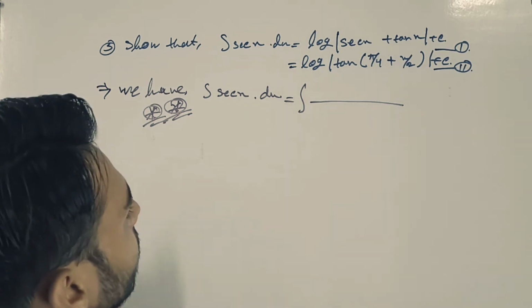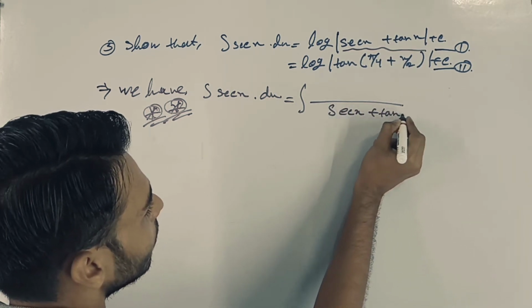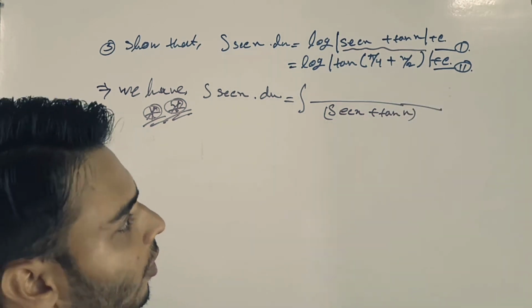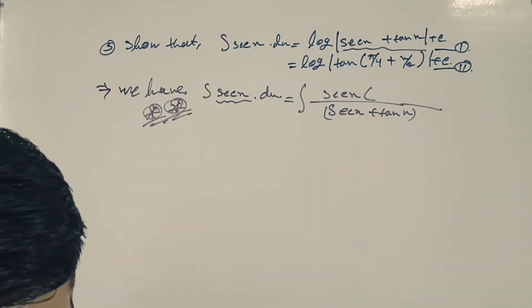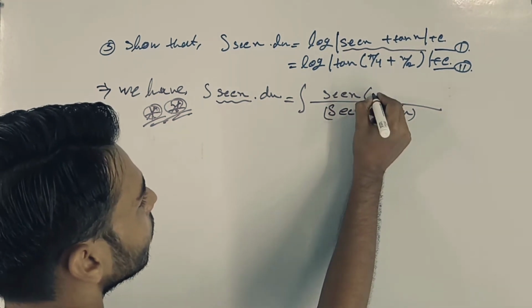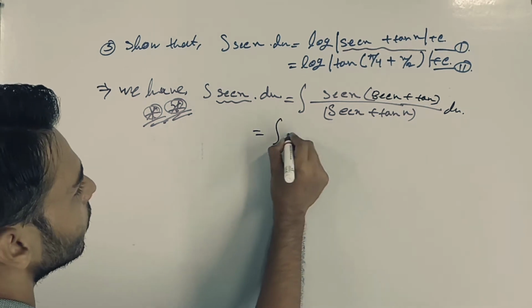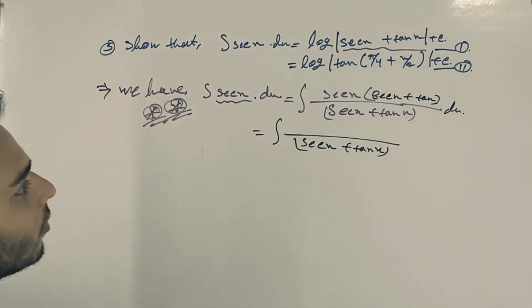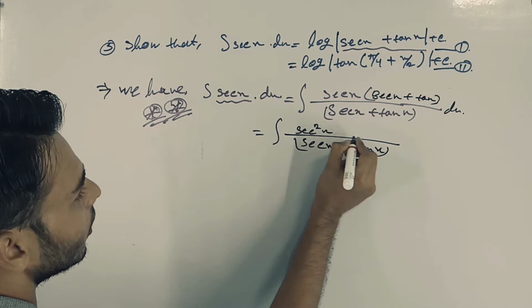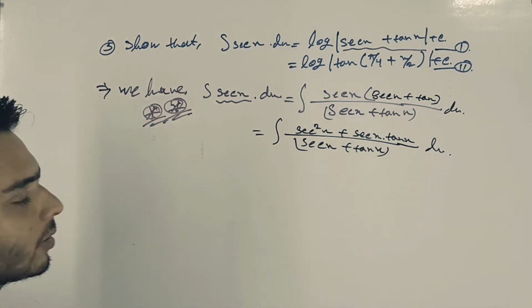So now I write sec x, and sec x plus tan x we also need in the denominator. From this question, the numerator is sec x, and we multiply by sec x plus tan x over sec x plus tan x of dx. Sec x plus tan x cancels out, so the sec x comes back. So now sec x plus tan x in the denominator, and the numerator is sec square x plus sec x times tan x of dx.